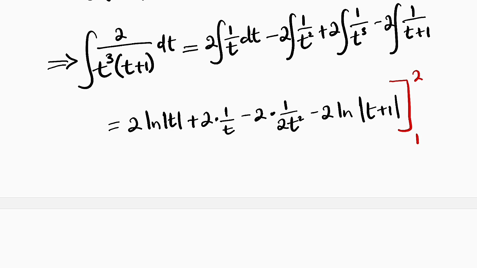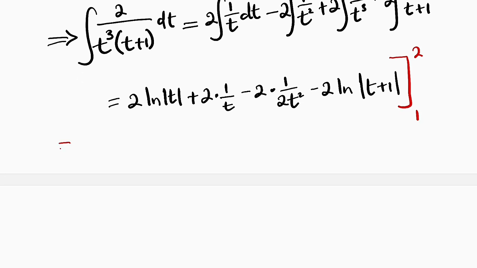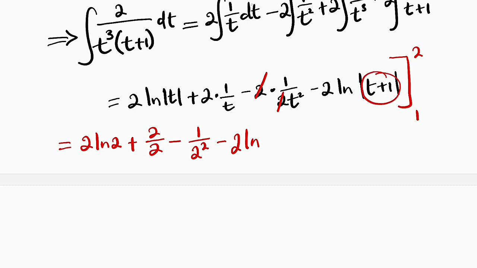So now let us substitute our boundaries. Let me start with the upper limit, which is 2. Wherever we have t, we are going to replace it with 2. So this is 2 multiplied by natural log of 2, plus 2 divided by t, but t is 2, so we have 2 divided by 2 here. Minus, I know that this and this will cancel, minus 1 divided by t squared, and t squared is 2 squared. Then minus 2 times natural log of 2 plus 1, which is 3.